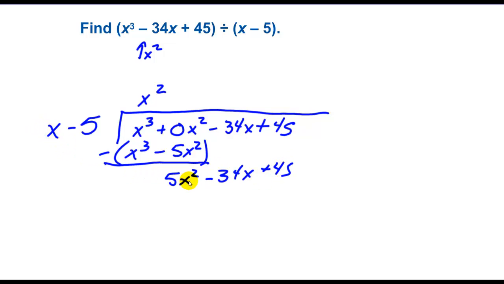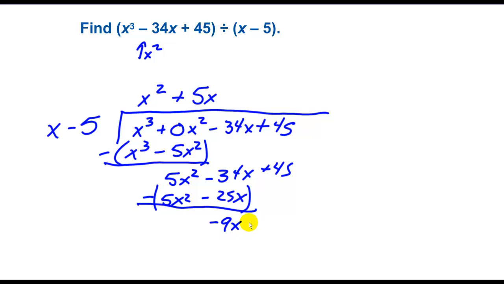Say x times what is 5x squared? That's just 5x. So I have 5x squared minus 25x. Subtracting again. 5x squared minus 5x squared is 0. Negative 34x minus a negative 25x is like adding 25 to that. So I end up with a negative 9x plus 45.